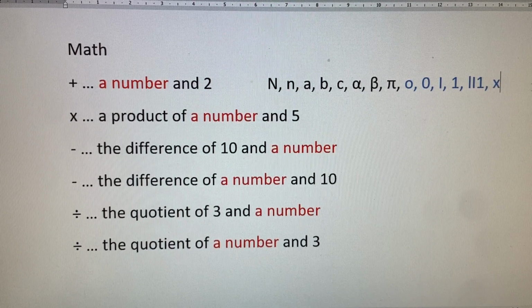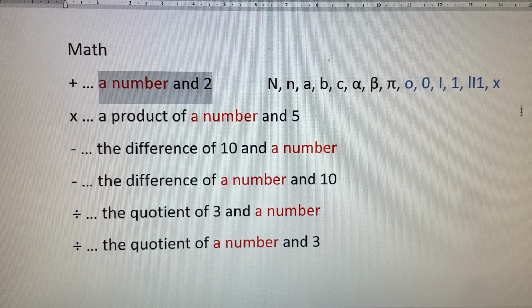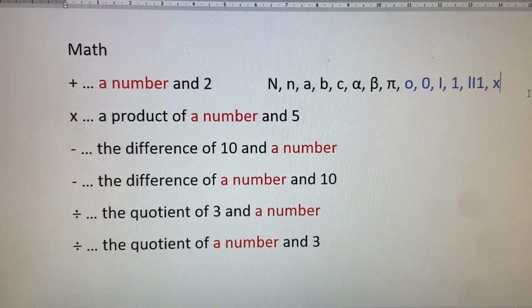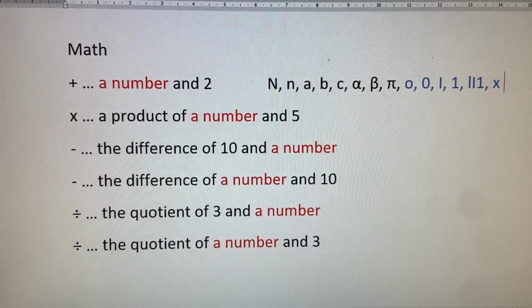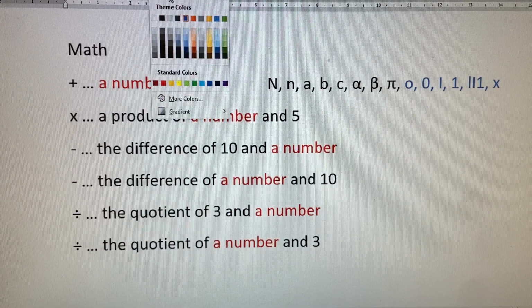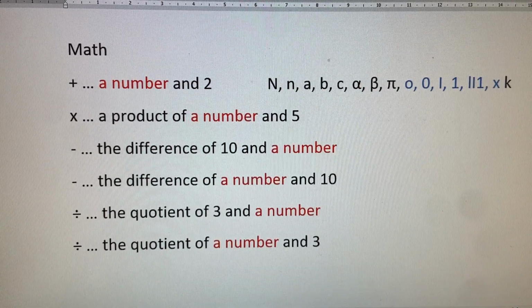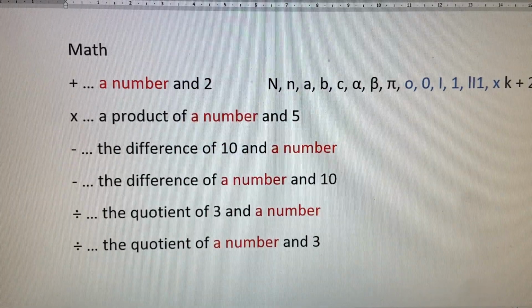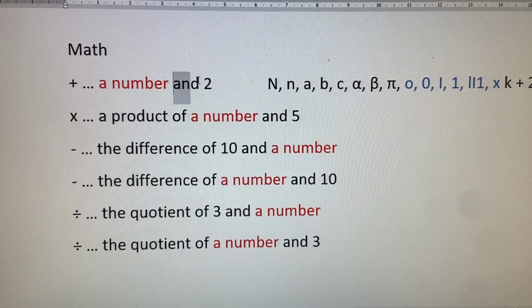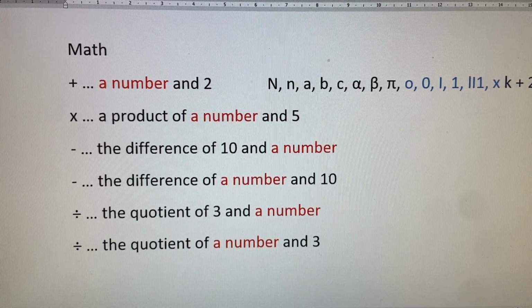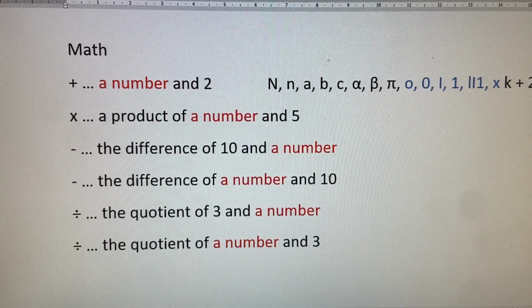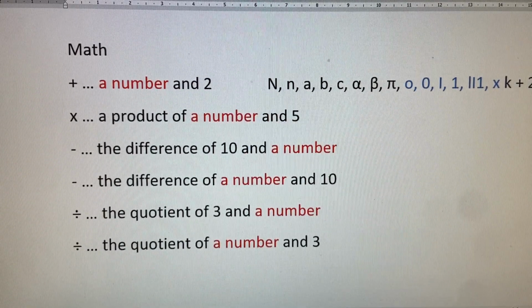Now, how do we write a number and 2? Pick any letter except, watch out, those ones. So for a number, I'm going to pick, I don't know, K, and K is a fine letter, so I'm going to change color and go back to K plus 2, there, a number and 2. The word and here is symbolized by the plus sign, and 2 is 2. Now, this being addition, it can be written backwards because it's commutative.